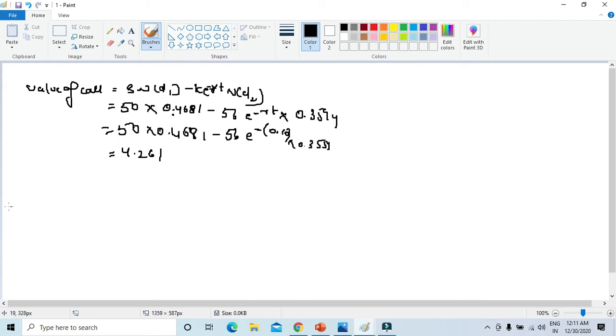Now the put option. We are asked to calculate the put option also. Listen carefully. For the put option, the formula is P is equal to K e power minus RT N of minus d2.